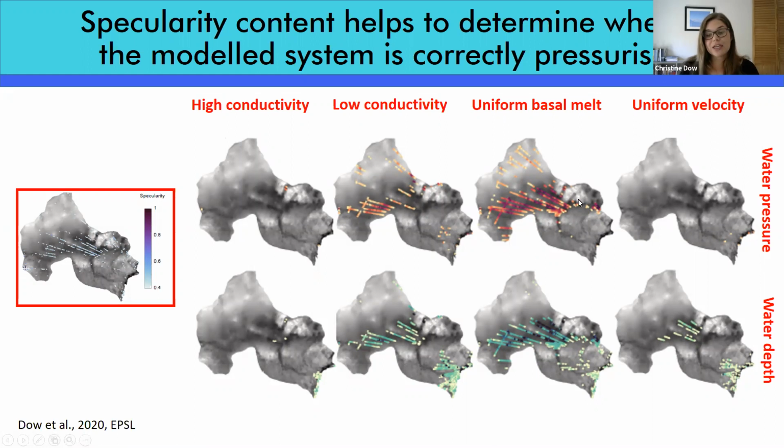One interesting thing is that the uniform basal melt actually does a pretty good job of matching with the specularity. So it's possible that the ISSM basal melt rates aren't quite high enough in the upper catchment. And so this is a way that we can use multiple models to try and tune the system a little bit better to be closer to reality.